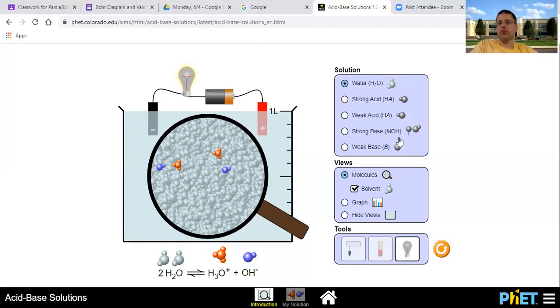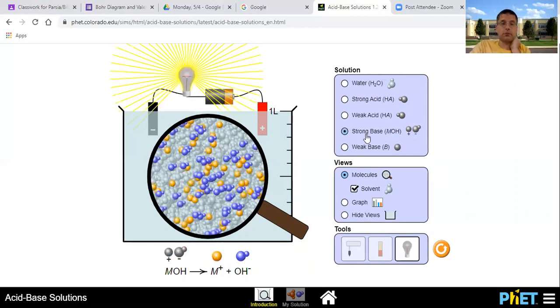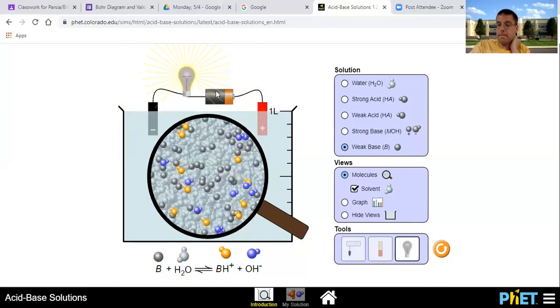So let's put in a strong base. What do you know about a strong base? Complete dissociation. Predict what's going to happen to the conductivity tester. Is a strong base an ionic compound? Darn right it is. Do ionic compounds conduct heat and electricity? Only when dissociated. Weak base, less dissociation? Less. Okay? All right.